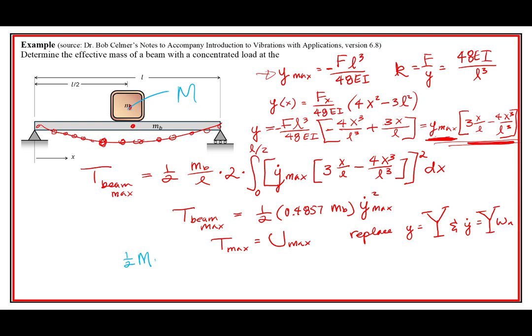1/2 M y dot max squared, plus 1/2 times 0.4857 MB y dot max squared, equals 1/2 K. In this case, K is 48 EI over L cubed, times Y max, not a dot, squared.